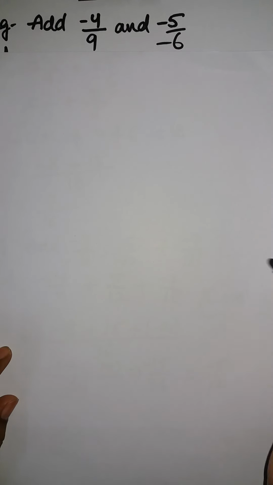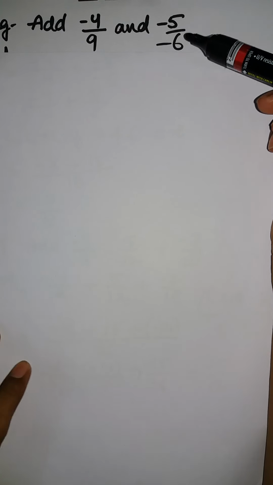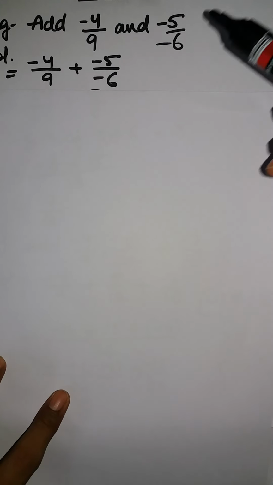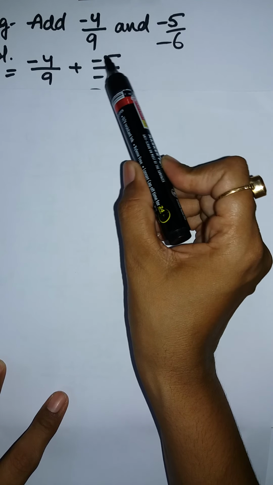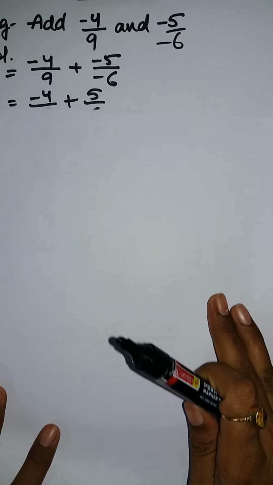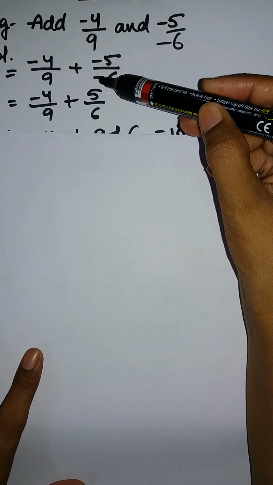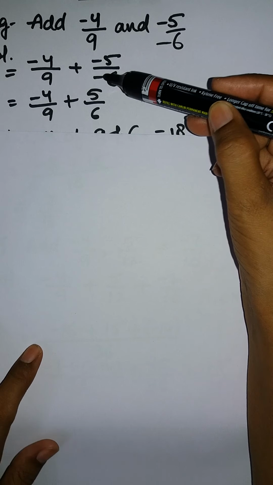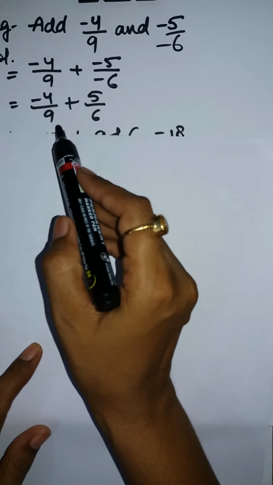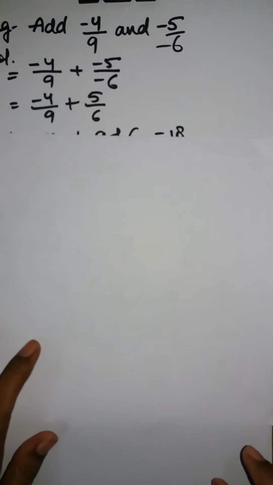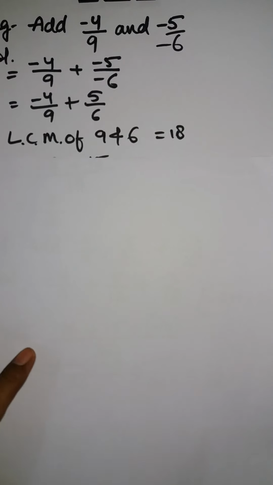Taking one more example, add minus 4 by 9 and minus 5 by minus 6. We write it in the form minus 4 by 9 plus minus 5 by minus 6. We change this denominator's negative sign into positive by using the same step as I have told earlier, and then we write minus 4 by 9 plus 5 by 6. Taking their LCM, because the denominators are different, LCM is 18.